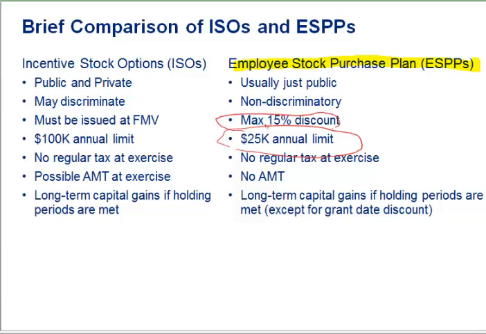So the problem with ESPPs, much like ISOs, is that if you meet certain holding period requirements, it's capital gain income to the holder, which means there's no corporate tax deduction to the issuer. Okay? And I guess my theory on ESPPs is, I don't know if it's a well-educated theory, but it feels like most people actually meet the holding period requirements for ESPPs.